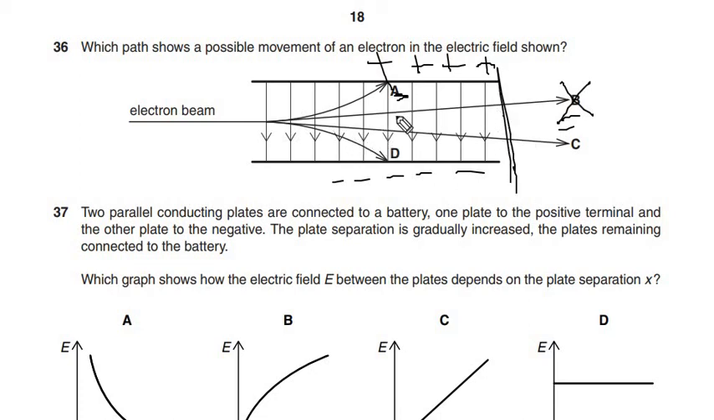Within the field, it must curve. Even if it's moving really fast, there should be some slight curve, which is not very obvious here. So our easiest answer is A. So for 36, our answer is A, and we obviously know why it's not D or C.